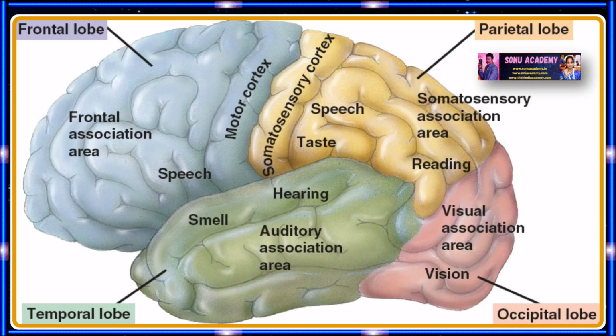Children, the cerebrum is divided into cerebral hemispheres connected by a mass of white matter known as the corpus callosum. Each hemisphere is split into four lobes, that is the frontal lobe, parietal lobe, occipital lobe, and temporal lobe. Children, let us discuss in detail about the four lobes.